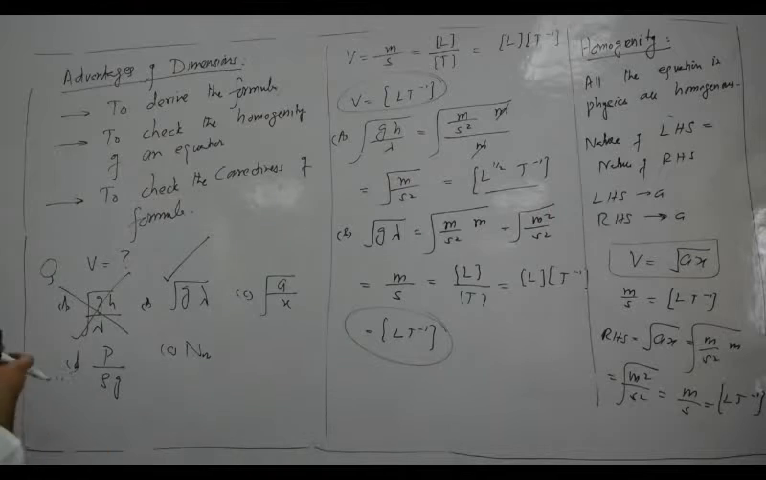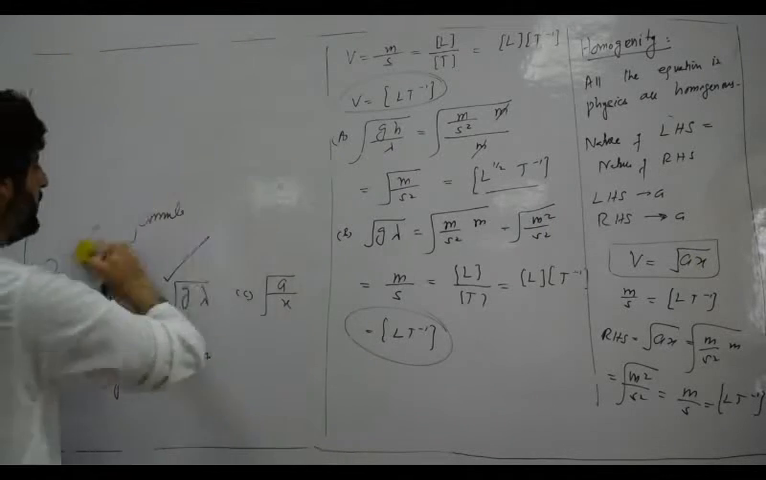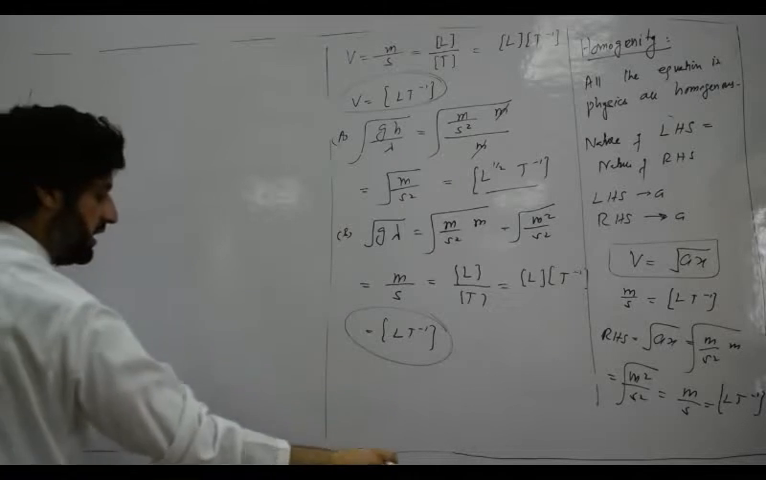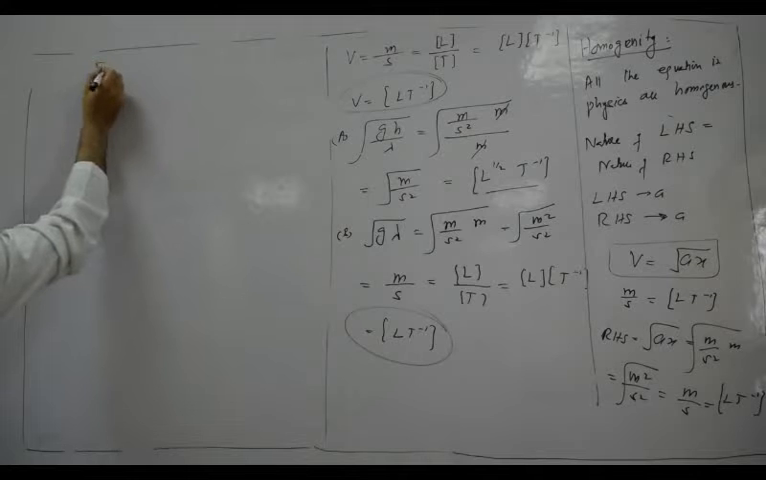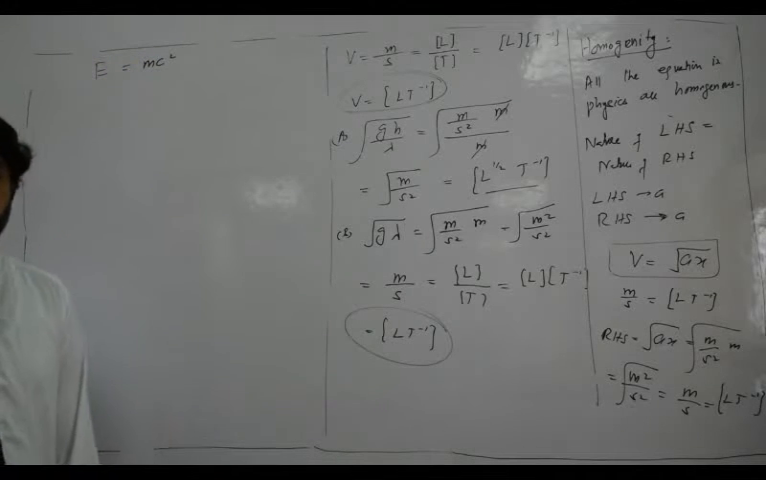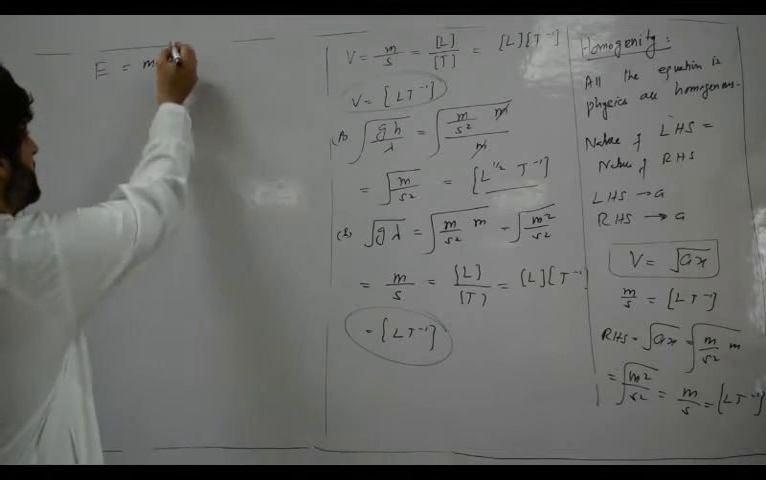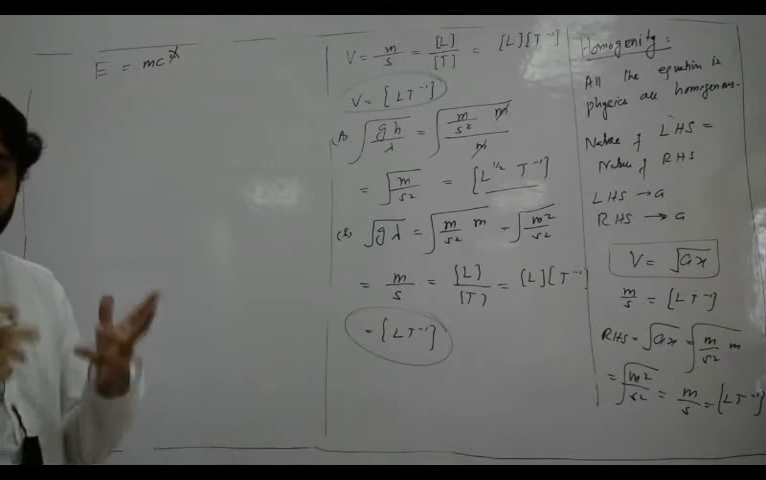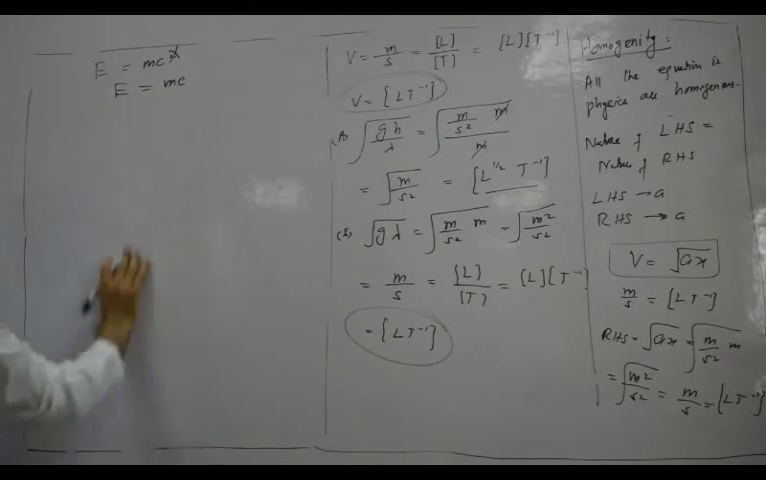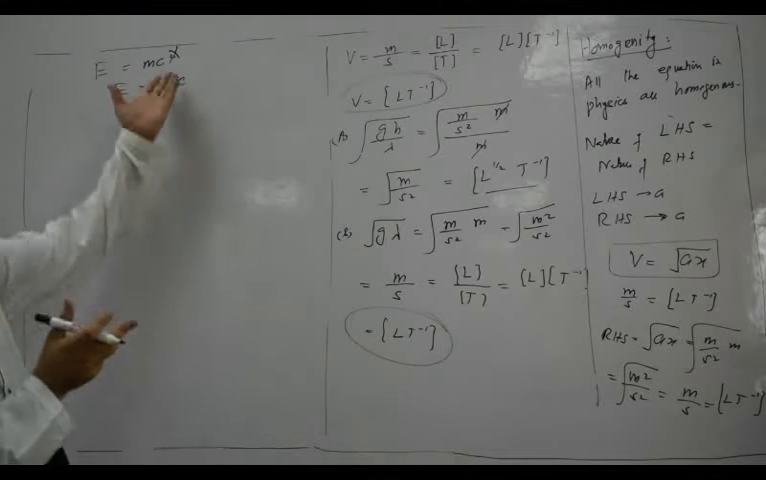For example, let us discuss Einstein's famous equation, that is E is equal to mc square. Suppose we remove the square from here. So the equation will be E is equal to mc.